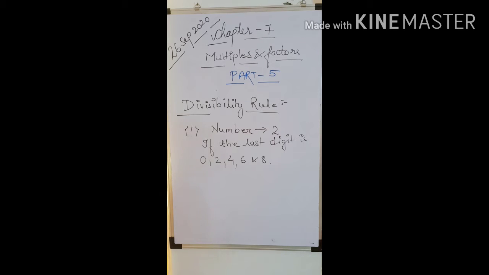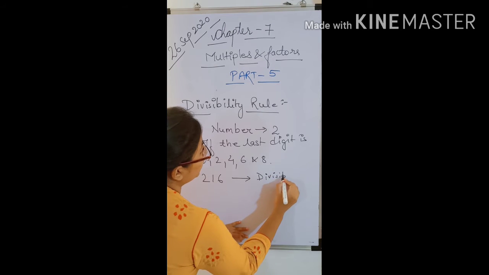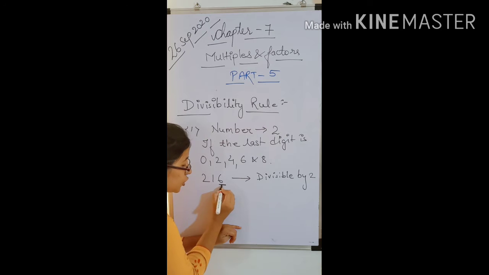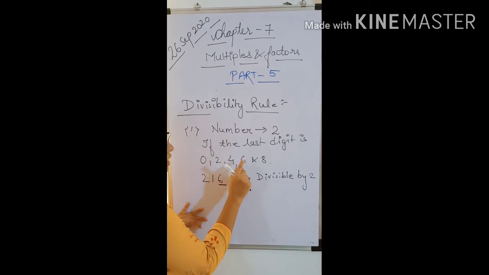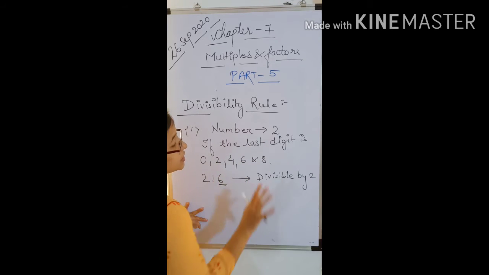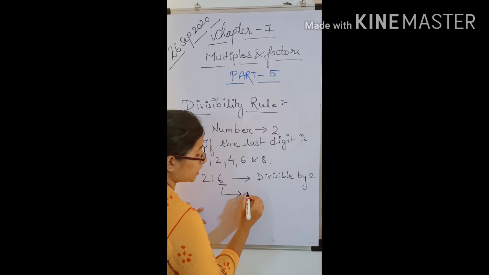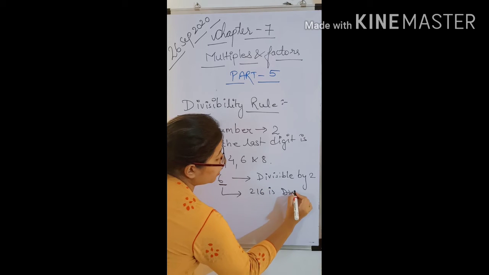Let us take an example. Suppose the number is 216. We have to check whether the number is divisible by 2 or not. You need not apply the division rule over here. You will just check the last digit, the unit place. What does the unit place contain? The unit place contains the number 6. If it contains number 6, we have already mentioned that the number is divisible by 2. So therefore no need to divide the numbers. Directly we can say that 216 is divisible by 2.